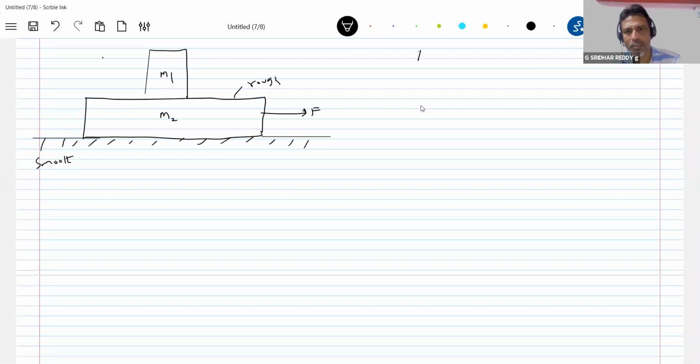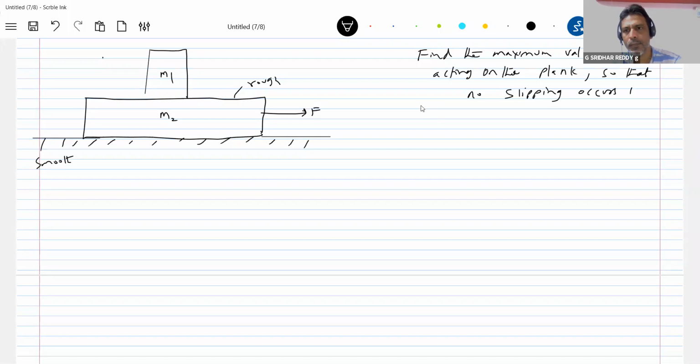So I'll write down the question. Find the maximum value of force F acting on the plank so that no slipping occurs between the blocks, between the block and plank.